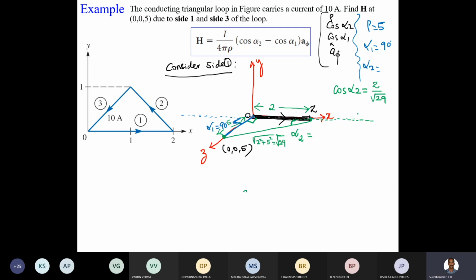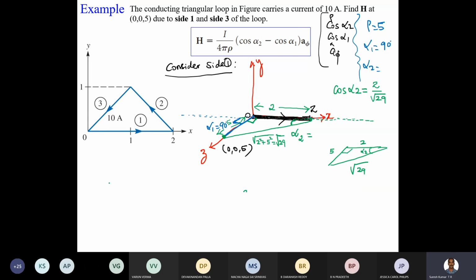Is it clear? If you don't understand, I'm ready to repeat. You consider this part alone. This is 90 degree and this is 2 and this is 5. So this is square root of 2 square plus 5 square, it is 29. This is alpha 2. This is what we want to calculate. So cos alpha 2 is 2 over square root of 29.